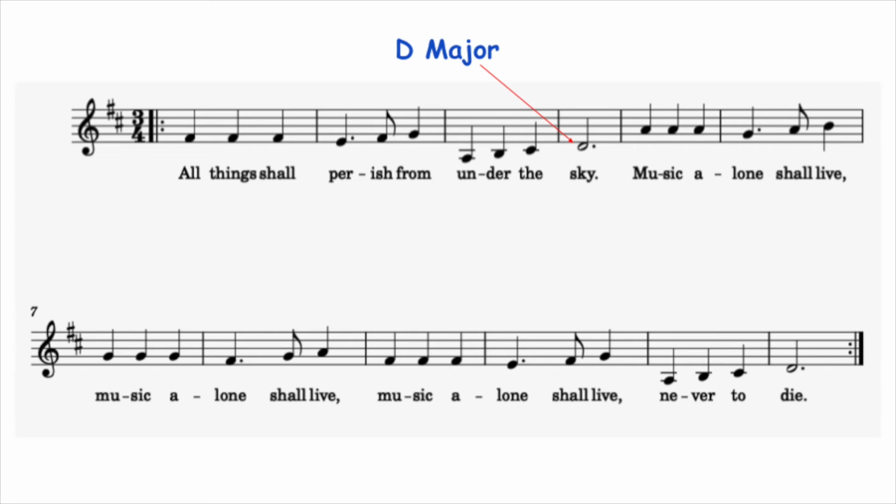I called this piece a round at the beginning. A round, also known as a canon, is a piece that can be played or sung starting at 2 different times to produce harmony. We'll play and sing the song again in D major. I'm going to sing all the way through 2 times and you sing with me. But after 4 measures, when we're singing, music alone shall live, I'll start another voice back at the beginning in the piano, producing harmony. Here's our key.